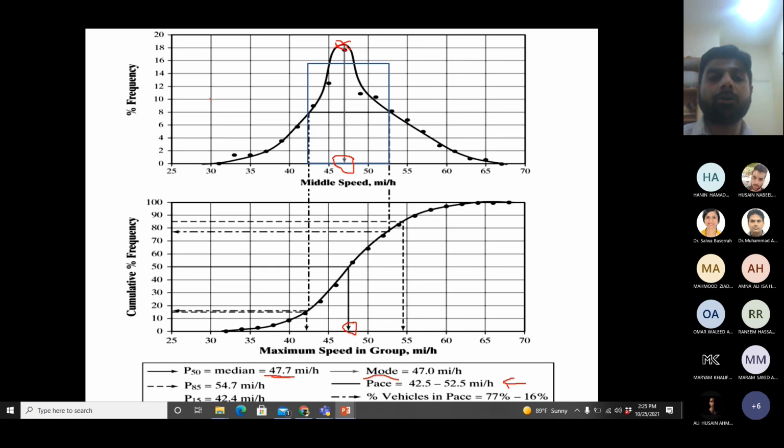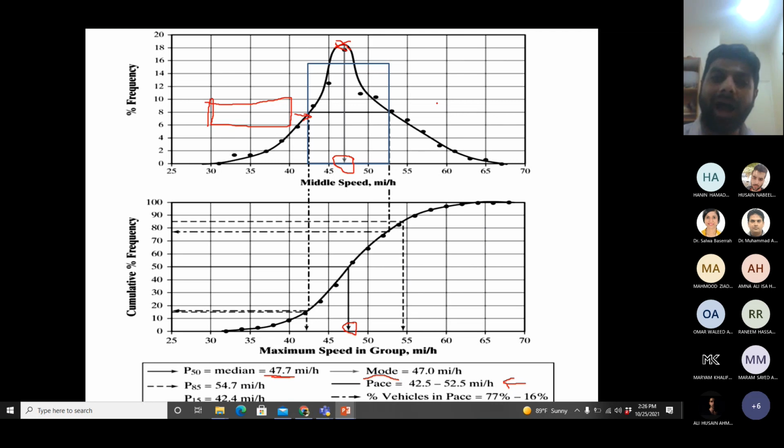First of all, take a ruler or a piece of paper or a cardboard, any object, and the width of that object should be equal to 10 miles per hour on the x-axis of this graph. I'm talking about the top graph, the percentage frequency graph. Put this object on the graph, and then slide it towards the middle of the curve.